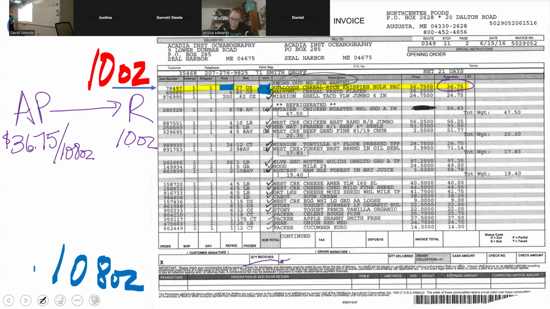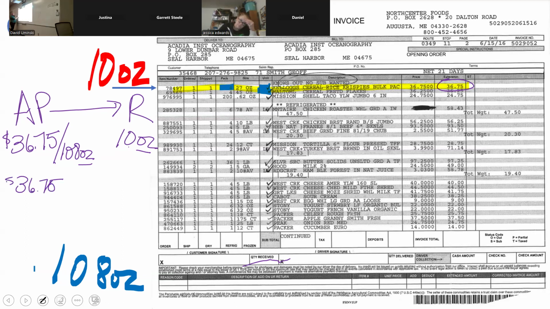I need only 10 ounces. I need the cost of only 10 ounces. So we do cost per unit. Now, do our units match? Yes, our units match. Ounces and ounces. That's great. We have no other conversions to do because we're going from ounces to ounces. So now I just do the math.